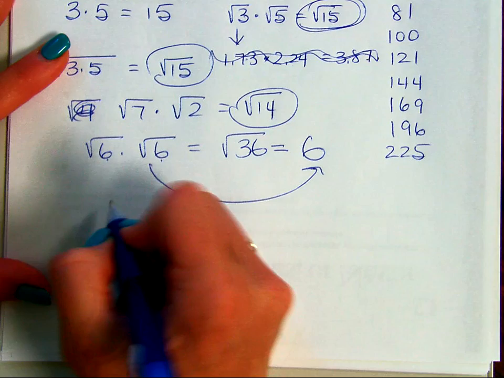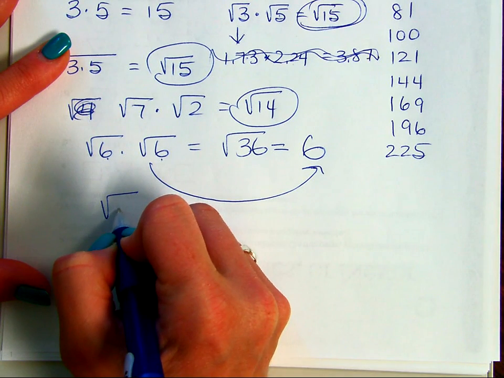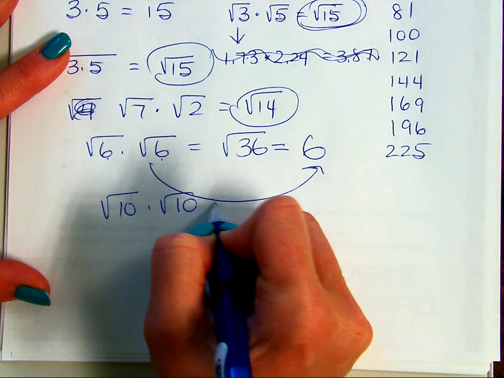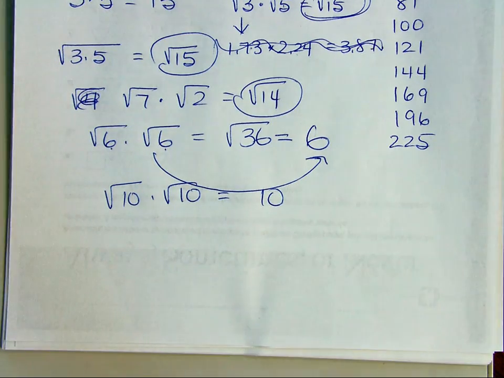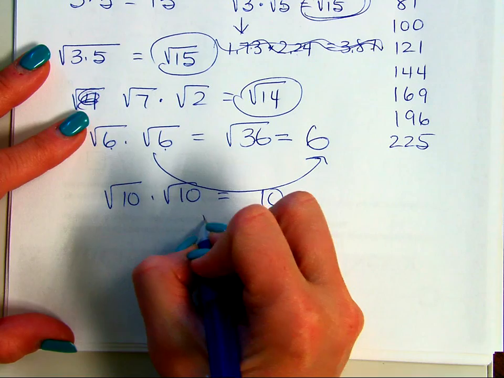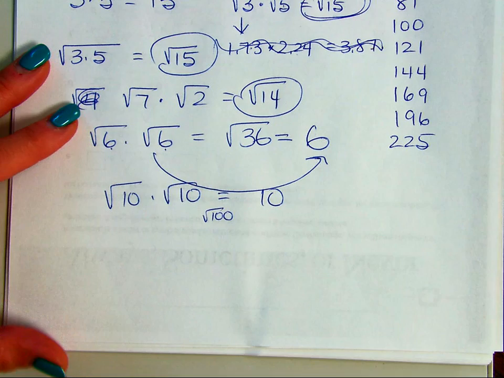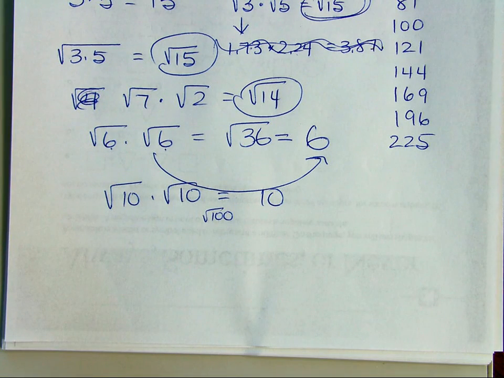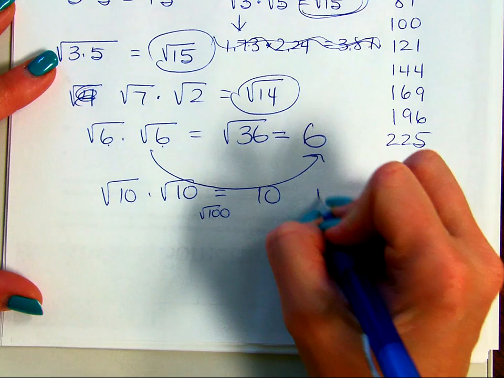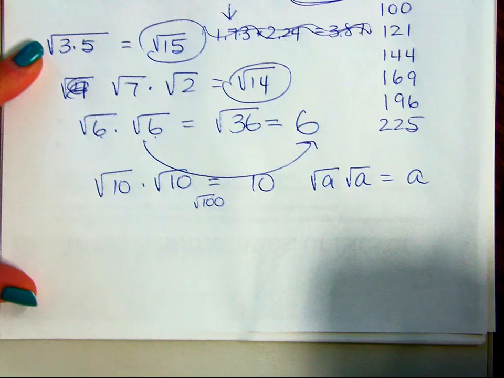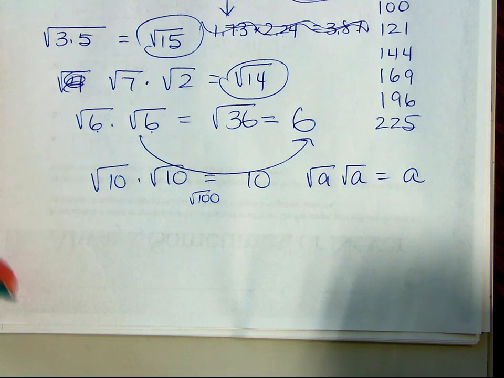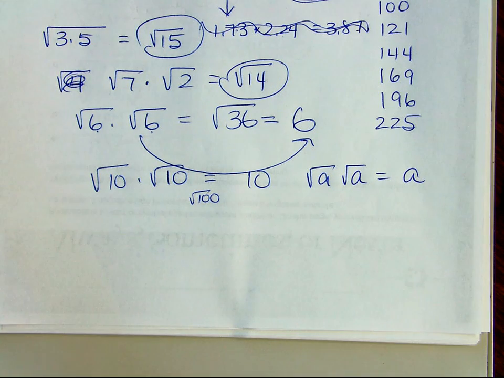So what do you think the square root of 10 times the square root of 10 would be? Which is 10. So the square root of 10 times the square root of 10 is 10. And here's why. You got that little step in between that makes you multiply them, but then you turn around and take the square root of it. So what do you think the square root of A times the square root of A is? A. That's it. Okay? All right.